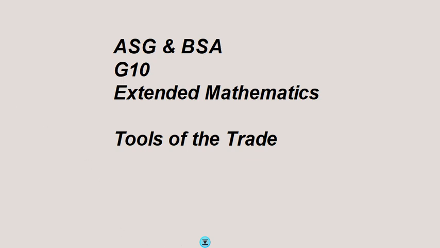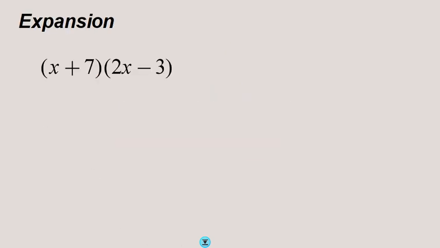The first item we're going to be considering is expansion. And this is pretty easy. If you look at this, it's a linear times a linear. So this expression is linear, and this is linear as well. Linear in the sense that it follows the form mx plus c. And we know that when we multiply a linear times another linear, we will end up with a quadratic.